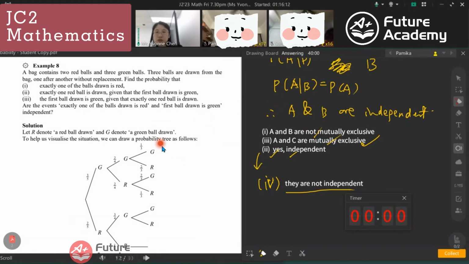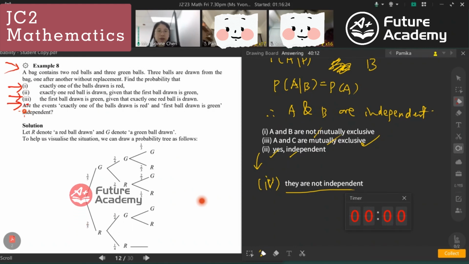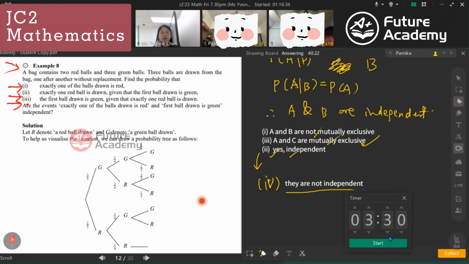The probability tree is partially filled in. Okay, you use this to do question 8. There are 3 parts, 1, 2, 3. Okay, I want you to look at the question and try this question now. Let's spend 3 minutes on it.